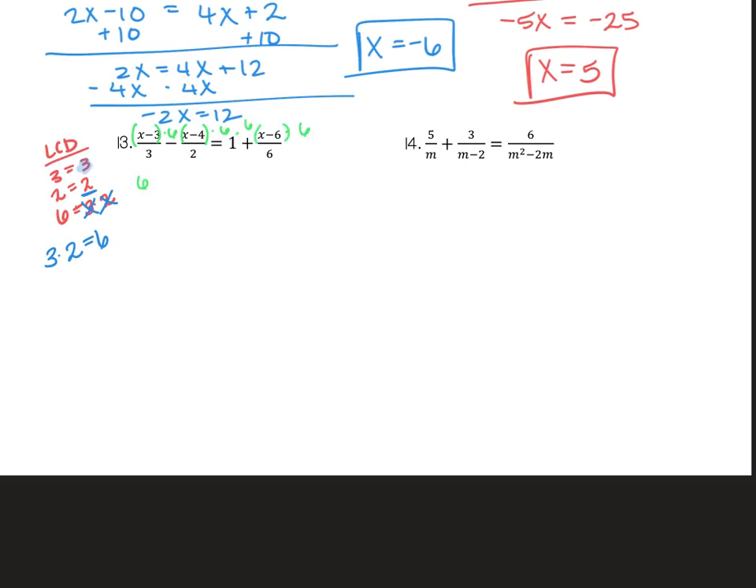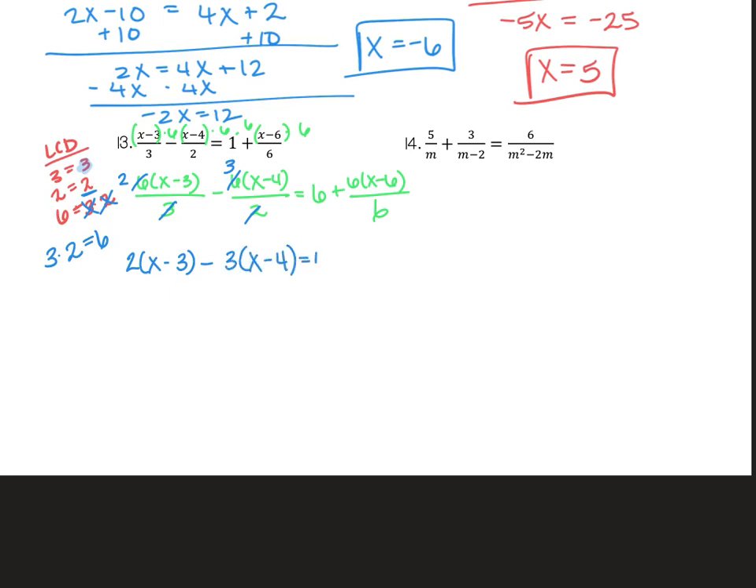So now I have 6 times x minus 3 over 3 minus 6 times x minus 4 over 2, equals 6 times 1 is 6 plus 6 times x minus 6 over 6. Feel free to cancel out before you distribute. So for example, right here, 6 over 3 is really just 2, and it will just save you some time this way. 6 over 2 is 3. I have a 6, and then 6 over 6 will just cancel.